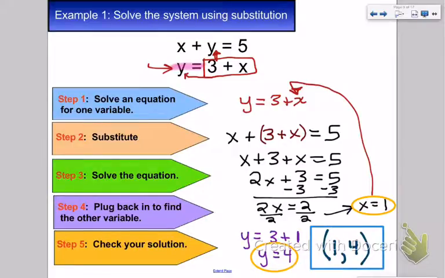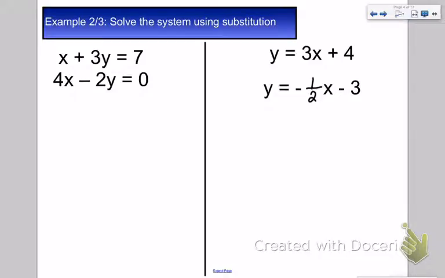You can check your solution by plugging in 1 and 4 back into the original, so you can do that on your own, but I will not do that here. We're going to do 2 more examples on this page, so let's follow along.